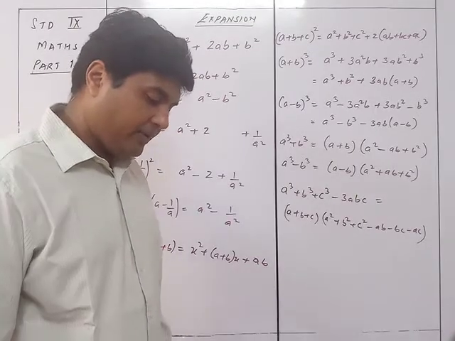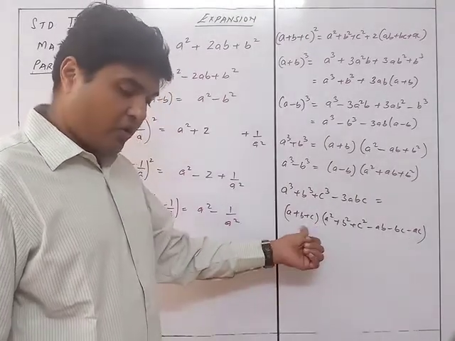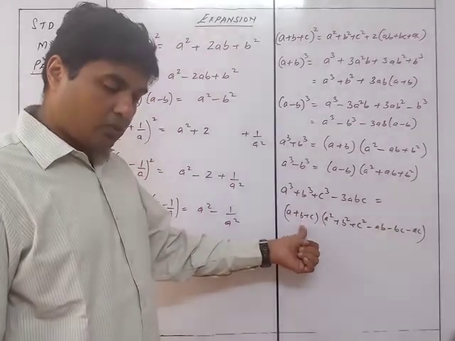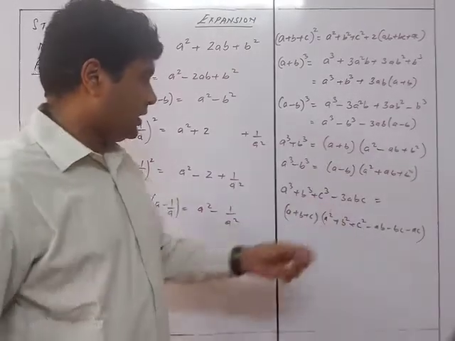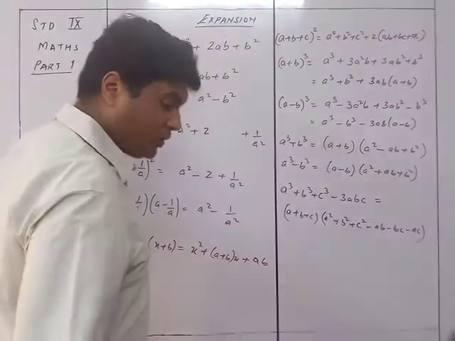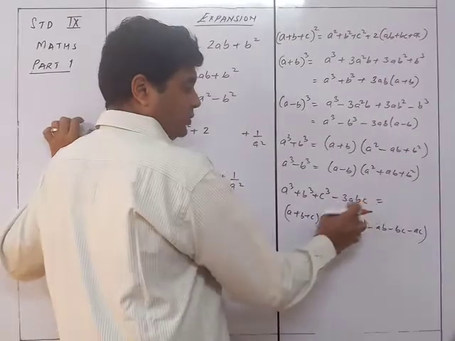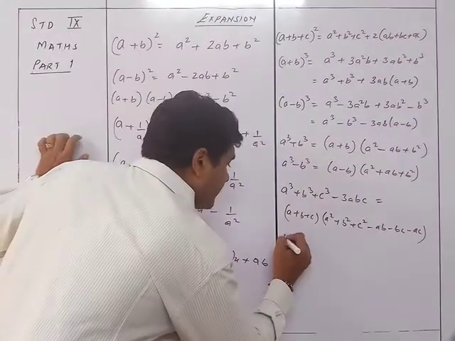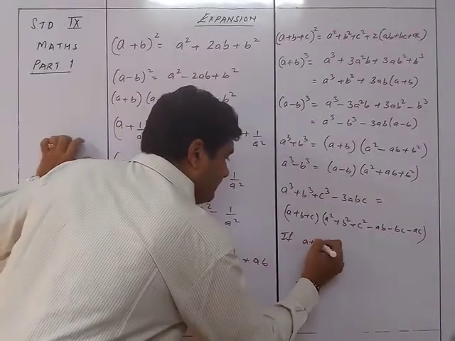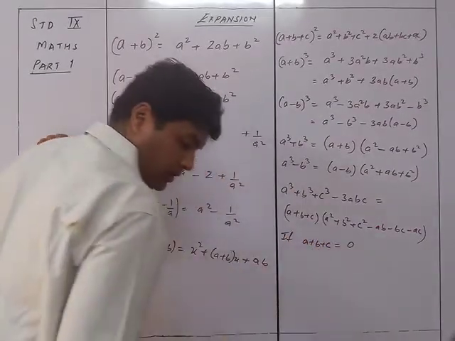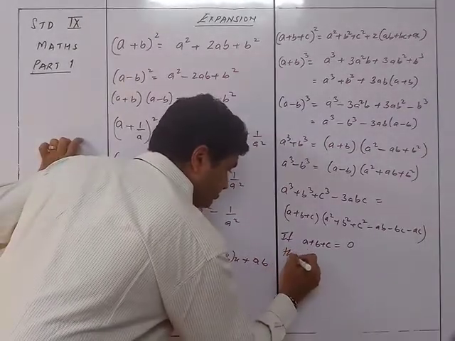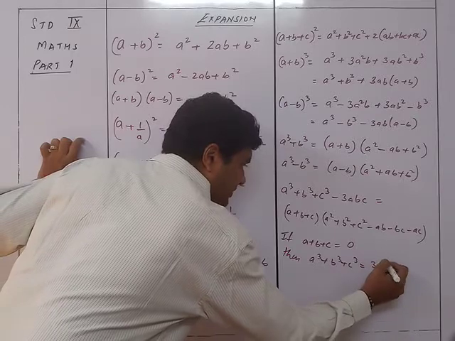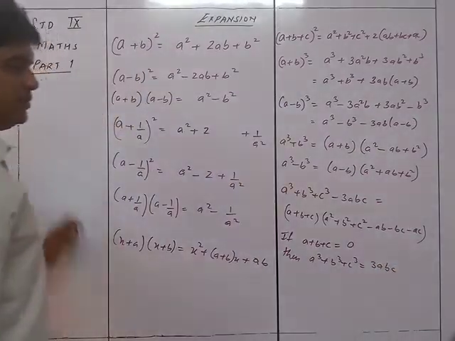Similarly, now in this itself, if you have got that a plus b plus c is equal to, now if a cube plus b cube plus c cube is equal to 0, तो ये इधर चला जाएगा. So if it is given that a plus b plus c is equal to 0, then a cube plus b cube plus c cube is equal to 3abc. This is what you need to remember.